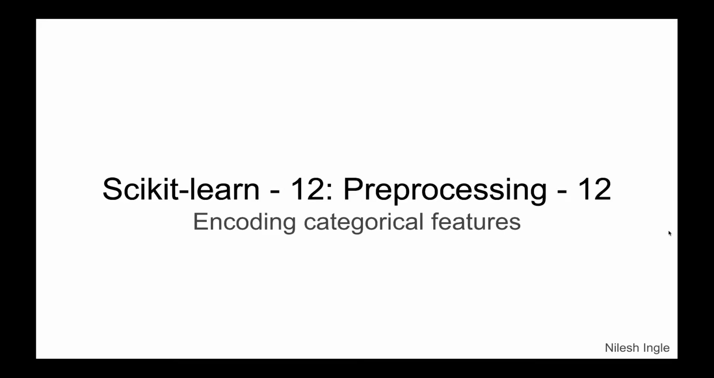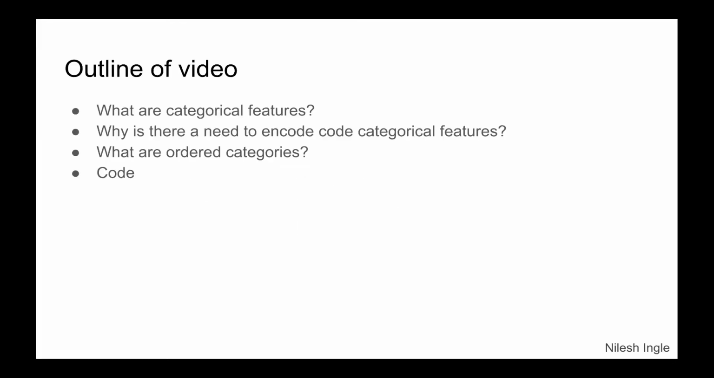I'm Nilesh, and in this video, we'll continue learning about pre-processing in Scikit-learn. Especially, we'll talk about encoding categorical features. We'll begin with what they are and why there is a need to encode them, and then we'll also look at what are ordered categories. And finally, I'll show a code snippet that gives a general quick intuition about how to implement this before we get into Jupyter Notebook to do the actual coding.